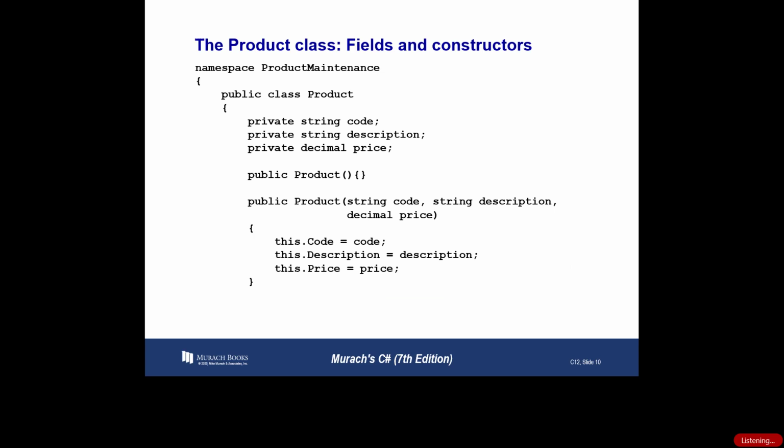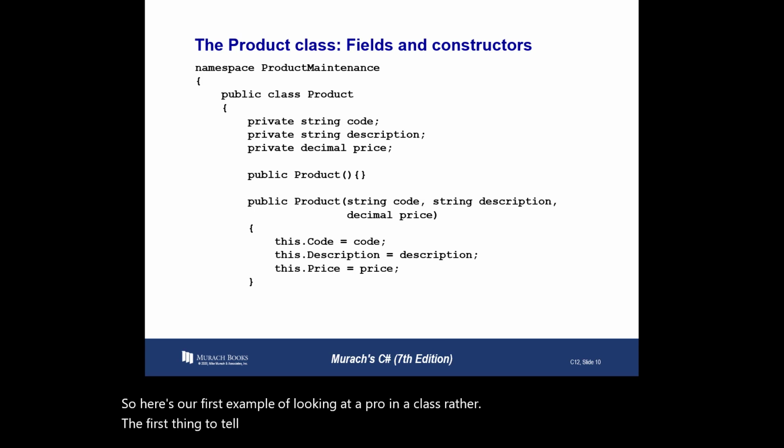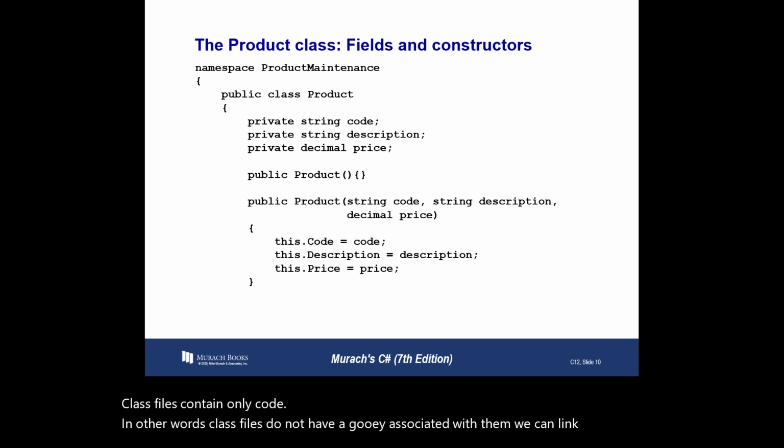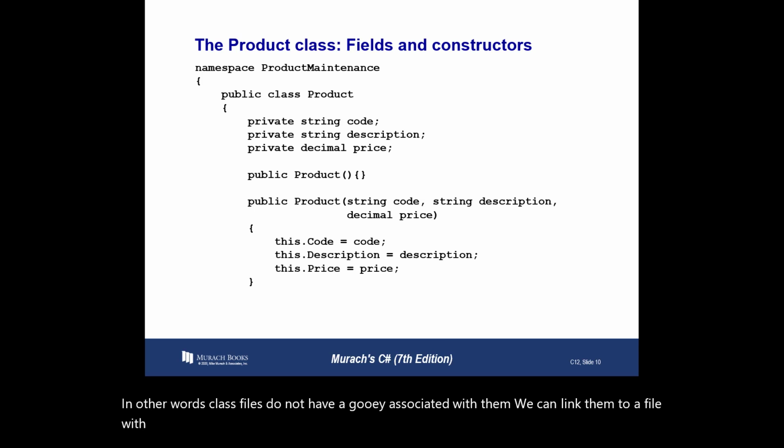So here's our first example of looking at a class. The first thing to tell you, probably the most important thing I've told you so far in this chapter: class files contain only code. In other words, class files do not have a GUI associated with them. We can link them to a file with a GUI. We do not even have to do that. All right.